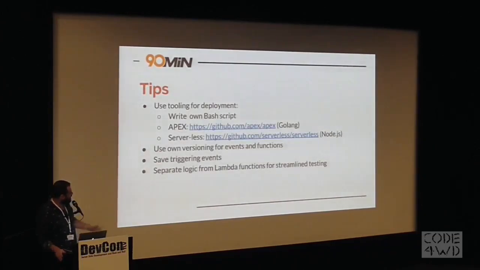A few tips about using Lambda. You should have a deployment strategy, because Lambda is really hard to deploy to. So we use our own bash script that we wrote, but you can use Apex, which is getting more traction, and Serverless, which has over 7,000 likes on GitHub. There's versioning that should be considered, that Lambda is not providing for the functions, which is extremely useful and hard to do on your own. Also saving trigger events, which is also interesting.